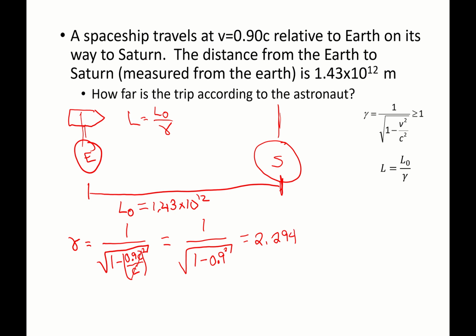Okay, so now I can calculate my L. L is equal to L0 over gamma. L0 is 1.43 times 10 to the 12 meters. My gamma is 2.294. And so I get my new length is going to be shorter, of course. It's going to be 6.23 times 10 to the 11 meters.